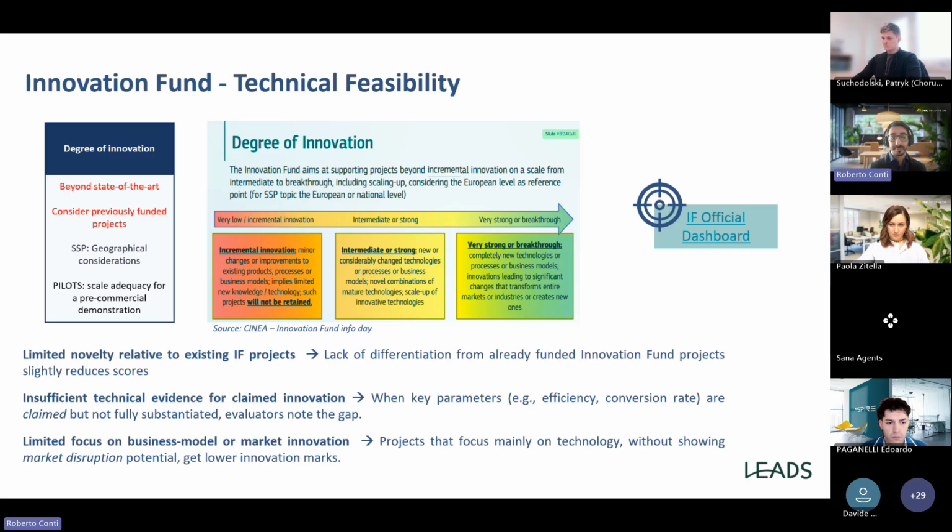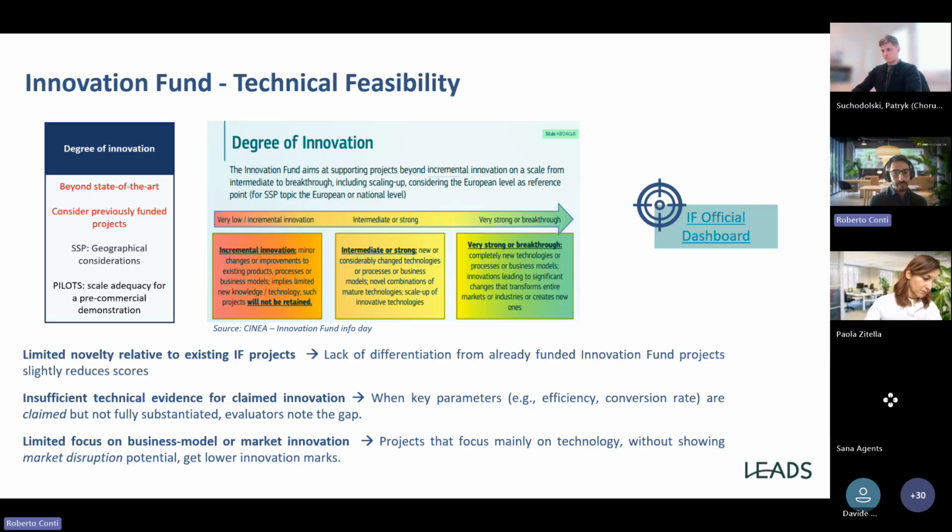Finally, the innovation should not be focused only on the technical point, but the project should demonstrate a strong market potential and profitability prospects. So if you don't do that, your project will receive a lower score. We must always keep in mind that the Innovation Fund finances solid, business-oriented projects.